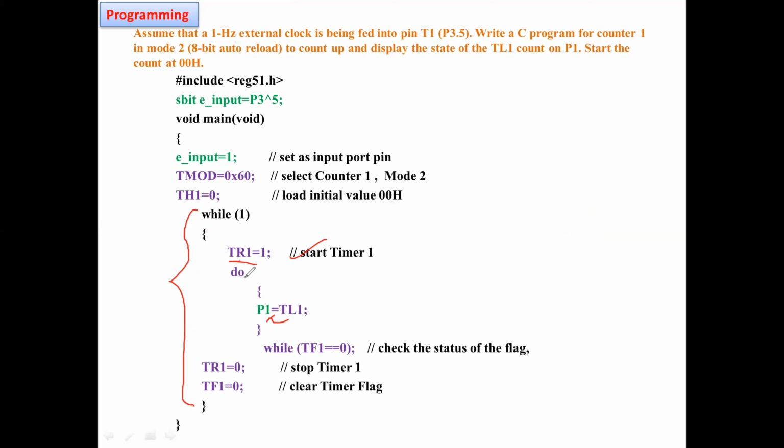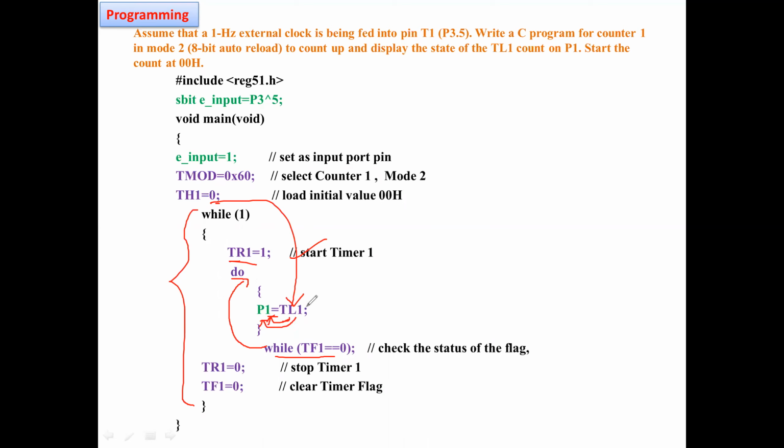I started the timer. Initial value, that is my first step, whatever the value in TL. Initially I loaded 0. This 0 will be loaded here and put into P1, that is port 1. The condition I'm checking is whether the flag is 1 or not. Continuously it will wait until FF comes. Then it will do once again. What is the operation? Put the second value on the port.